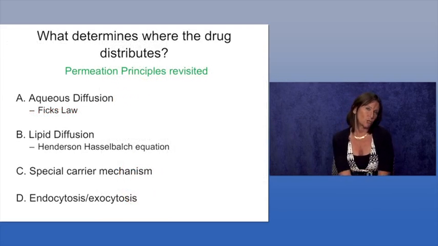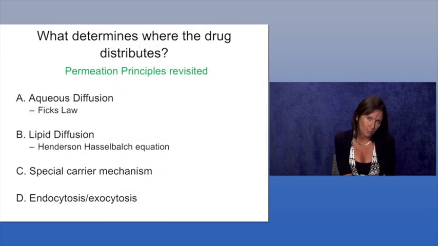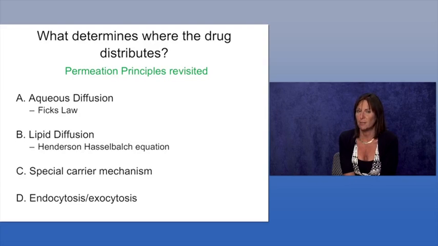To revisit ever so briefly the permeation principles that we talked about before: aqueous diffusion, water-soluble molecules moving from high concentration to low concentration until an equilibrium is achieved; lipid diffusion, following the Henderson-Hasselbalch principles, where a lipid molecule will diffuse through the lipid bilayer of the cell membrane; special carrier mechanisms which are saturable; and then the concept of endocytosis on the luminal side of a cell membrane to exocytosis on the contralateral side of the cell membrane.